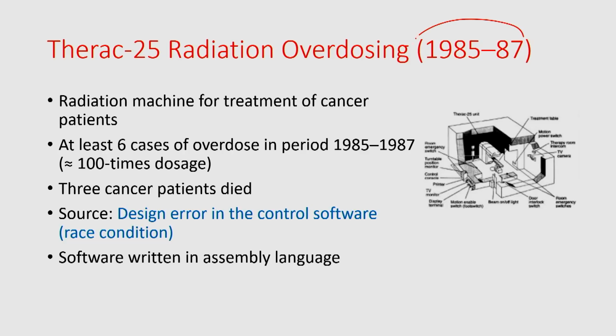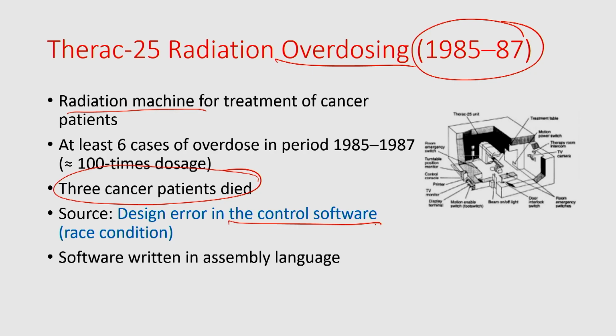For example, this is a very old one, where there is a radiation machine for cancer treatment, and there is some overdose of radiation because of some bug, right, and it actually cost human lives. So 3 cancer patients died because of the overdose of the radiation. And if you look into the problem, it's basically some control software bug, right. The software that was implemented did not handle the race condition properly. So you can understand, just mishandling one corner case probably cost human lives, right.